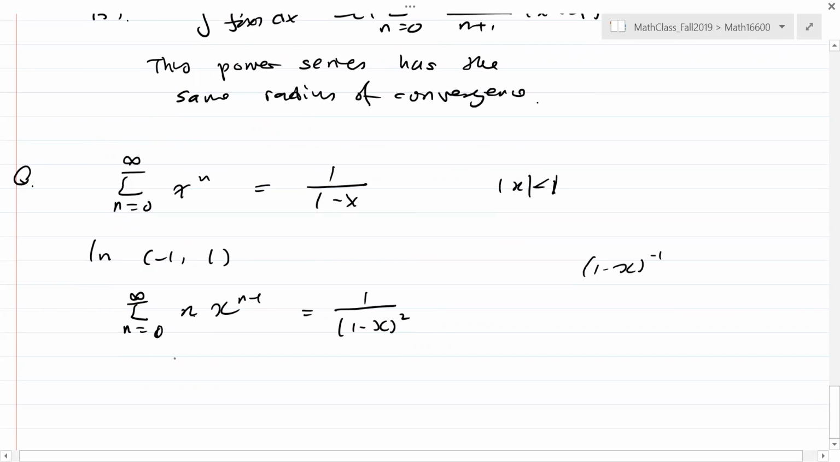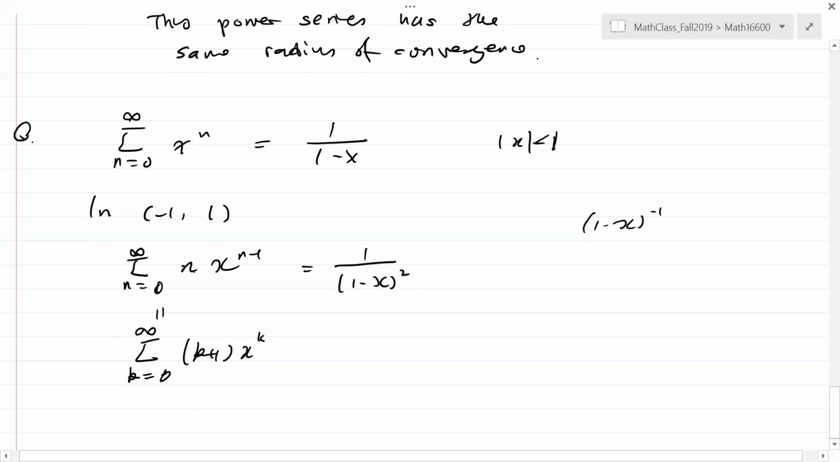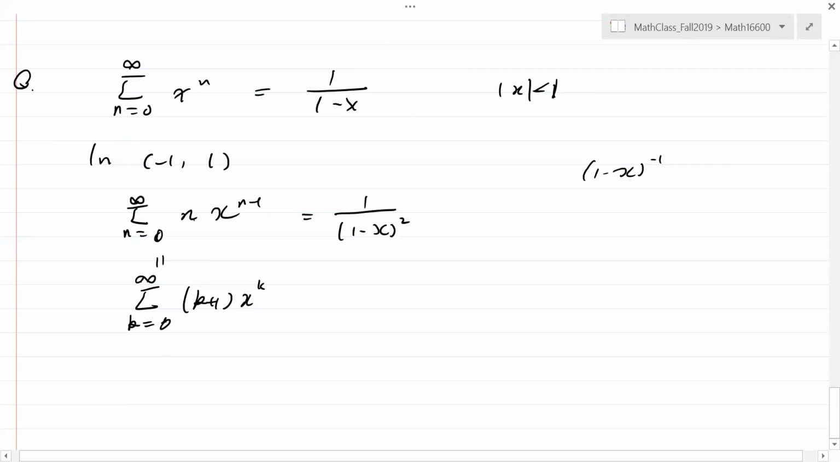So you can rewrite this again. You will get the sum starting from n = 1, and with k = n minus 1, it starts from 0: (k + 1) x to the power k. You can write this form. Actually n starts from 1 because when n is 0, the first term is 0. Anyway, you can rewrite this again. So this one, right?